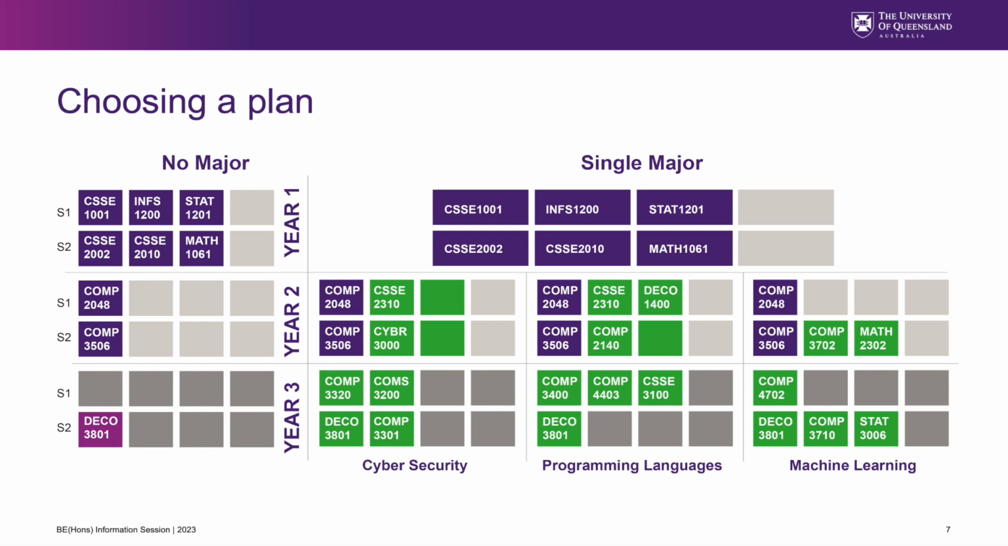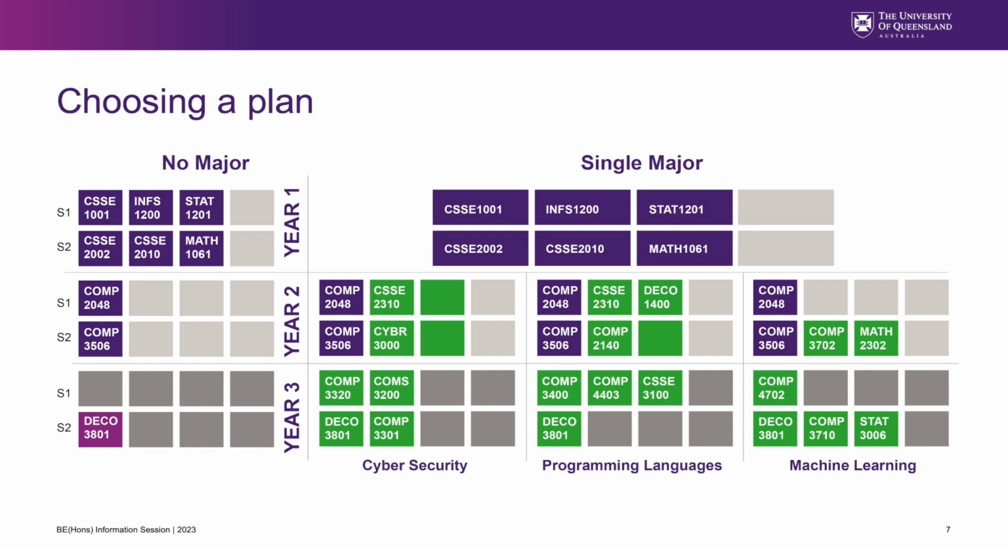You can generalise and study the Bachelor with no major, or you can choose one of the 5 majors on offer. On the left here, we're showing the no major option, which is the sequence of courses you'll do through the 3 years. When choosing your plan, you'll be doing 16 core units, and these are shown in purple. You'll also be doing an extension course, DECO3801. This is usually done in your final semester. This is a capstone project.